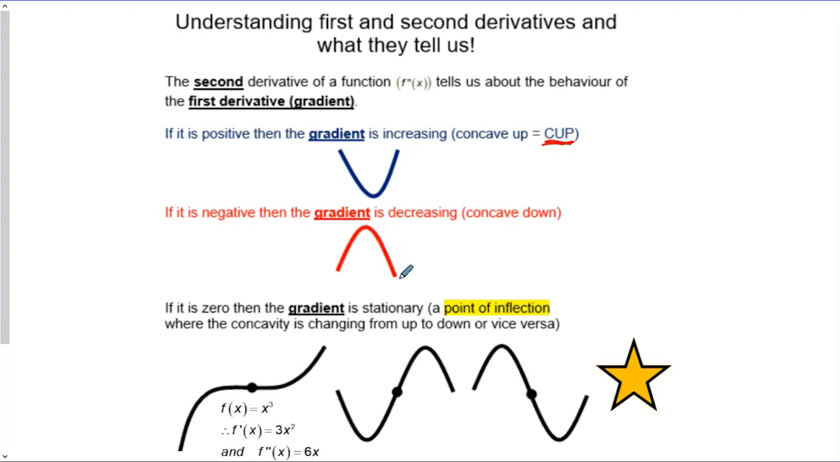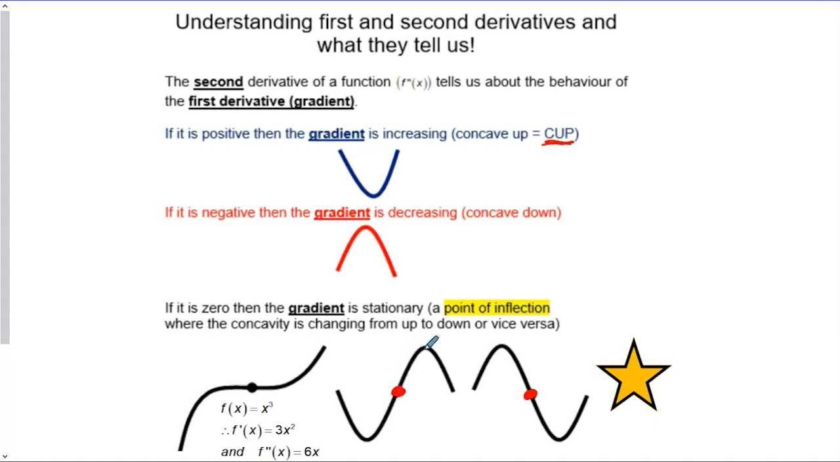Very easy to recognize. If the second derivative is negative, then the gradient is decreasing, and we have what we call a concave down curve. Notice that the gradient was, say, 5 here, then 3, then 1, then 0, then -1, and it's decreasing as we move along. If the second derivative changes sign, we have what we call a point of inflection.